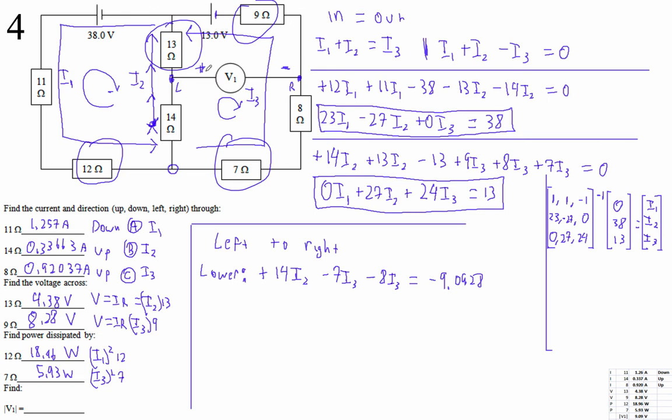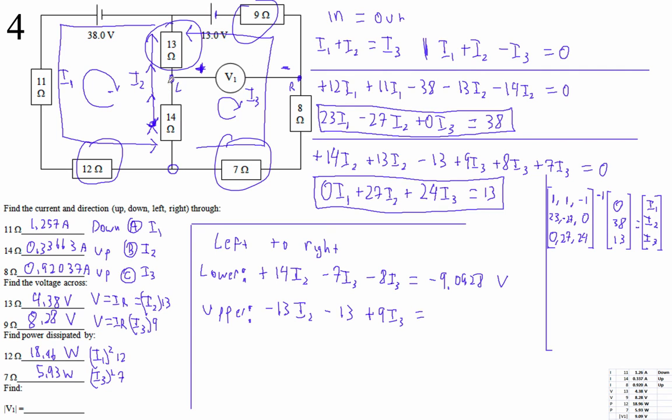Because we went from left to right, we went down in potential. Now let's do the upper route. By the way, if we don't get the same thing on the upper route, then something's wrong. So now I'm going to go downstream 13 I2. Then I'm going to go down 13, just plain old 13. Then I'm going to go upstream through the 9, so plus 9 I3.